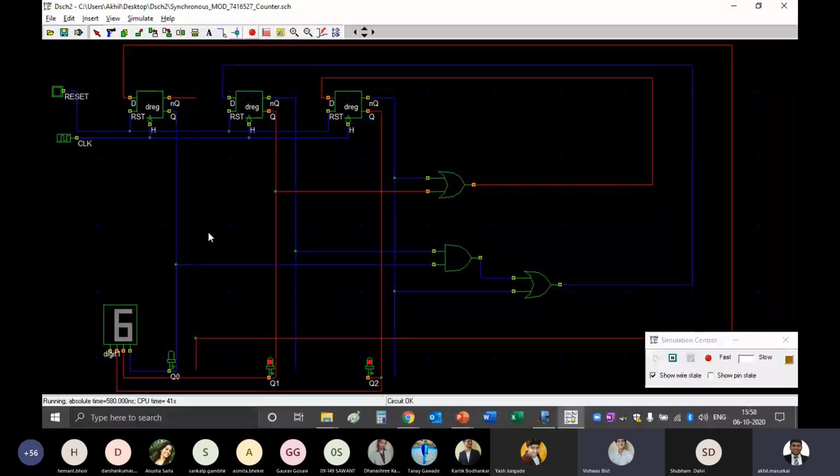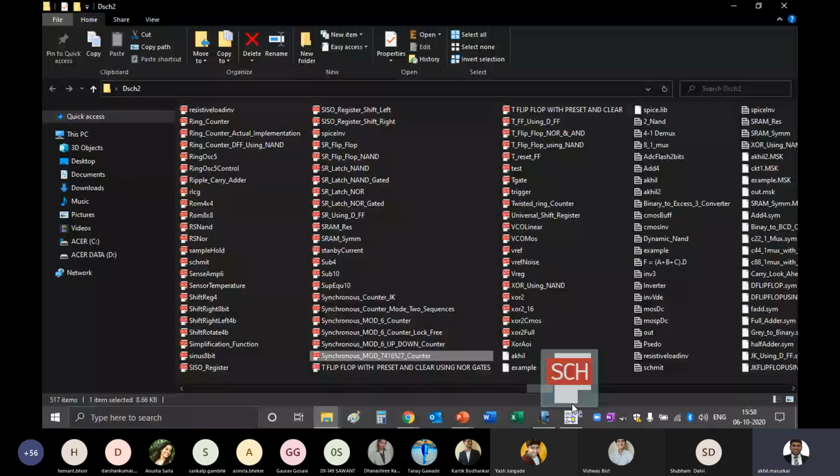So you can design this. If you want, I can give you the code. So start designing this. Implementation I'll give you, but designing you have to do.